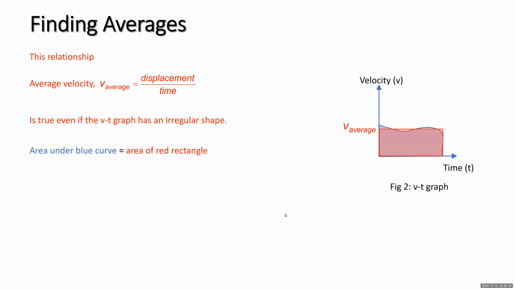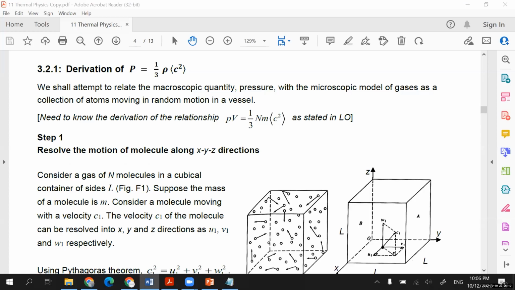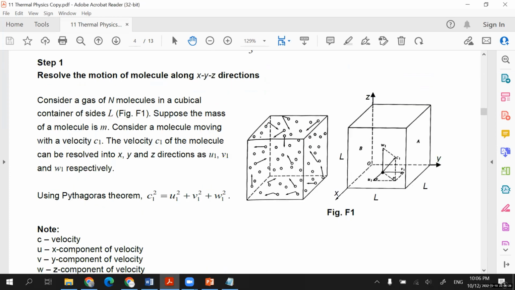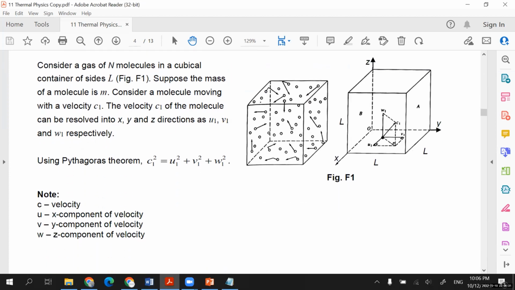So this relationship is true even if the VT graph has an irregular shape. Next, we'll look at the derivation of this equation: pressure equal to 1/3 rho c squared. So step 1, the main thing you need to understand is the way we define velocity using c.